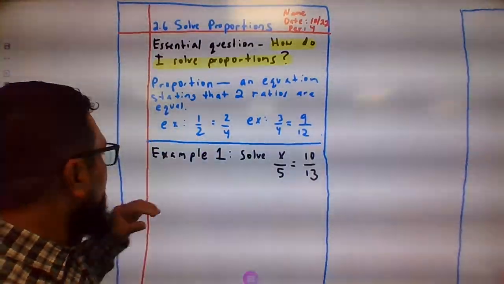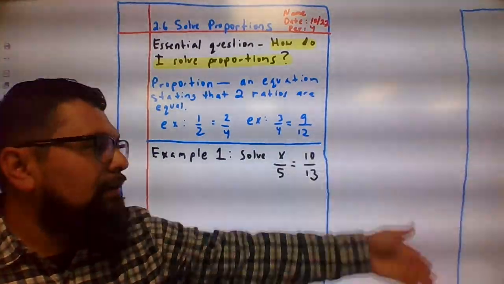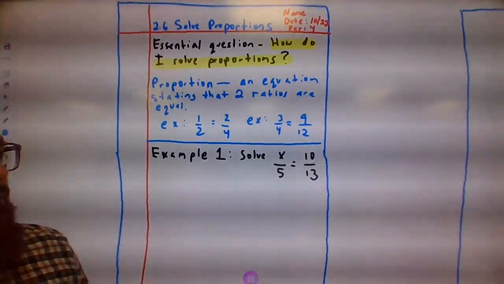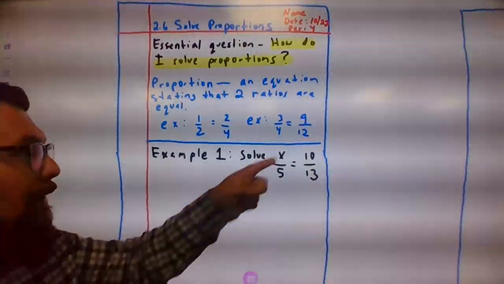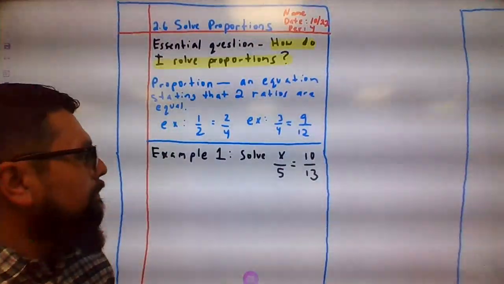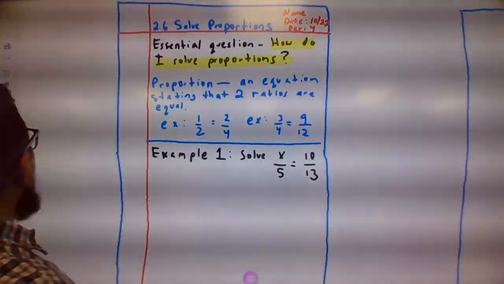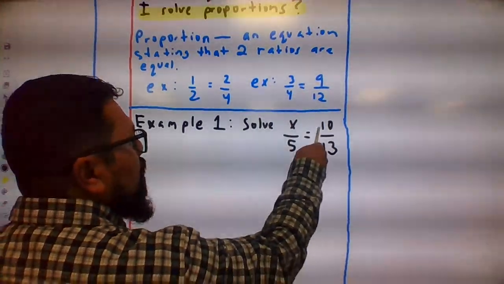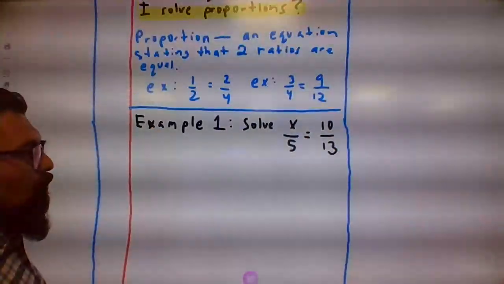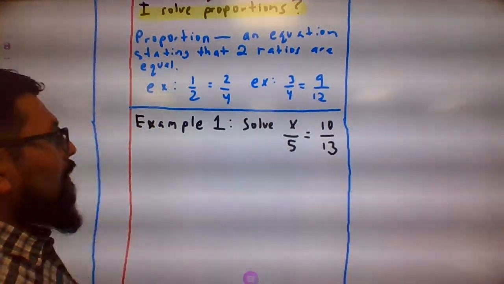So in example one, which is right here on the side, you guys have it right here on the slide, on this side. Here's your first problem. You have two of them, this one and this one, but we're doing the first one first. So example one, solve x to 5 is equal to 10 to 13. So we've got to find out what x will be to make this true. Okay, so let's do it.